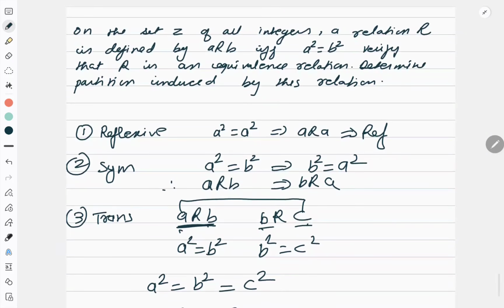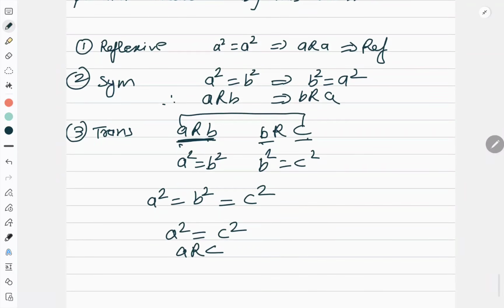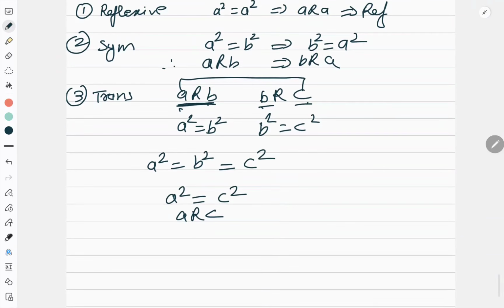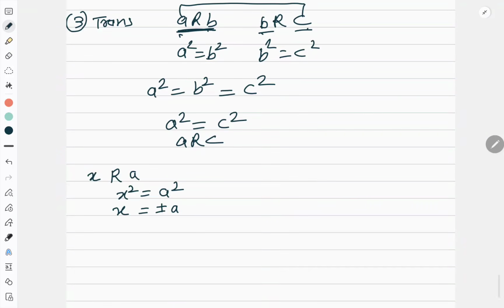Okay. Now they are saying determine its partition as well. Now partition means what? All the elements x of integers, meaning all integers which are R related to a. So when is it possible? It is possible when x square is equal to a square. So it is possible when x is equal to plus minus a. So one class will be 0 for sure.